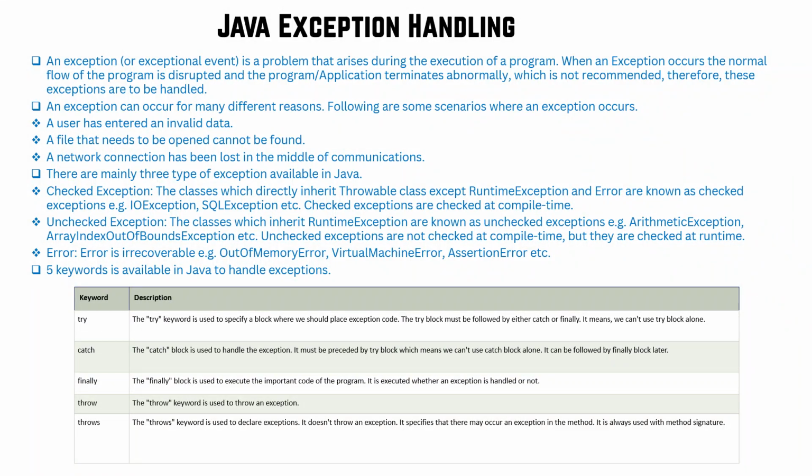Okay, throw. In case we want to create a custom exception, we can use the throw keyword. And the throws keyword is used to declare an exception. It does not throw an exception. It specifies that some exception or error might come. And it is always used in the method signature.